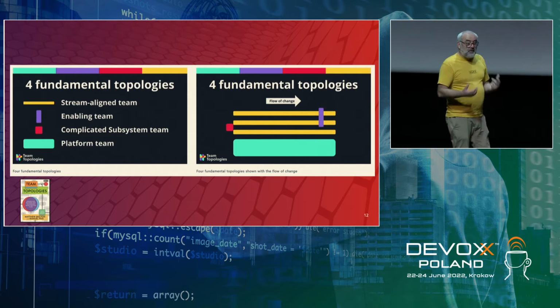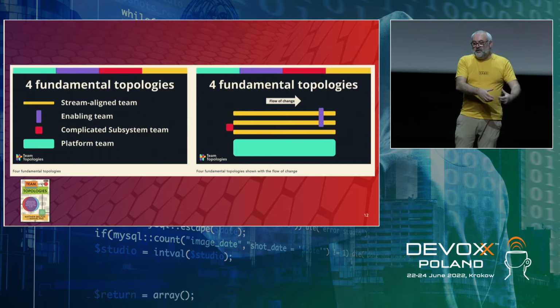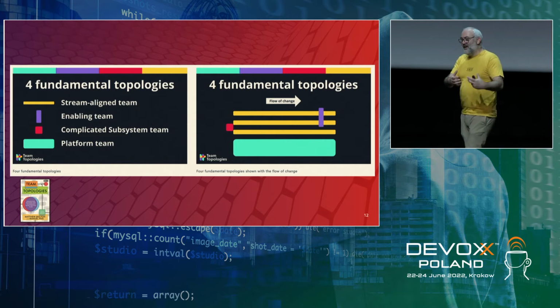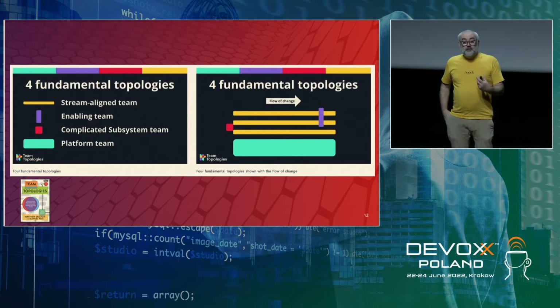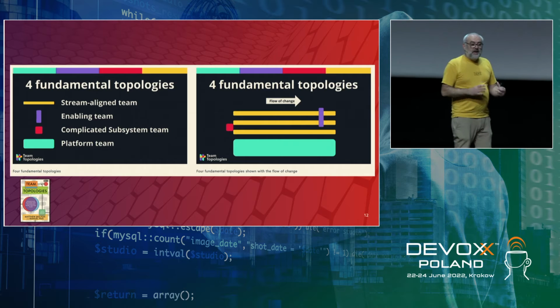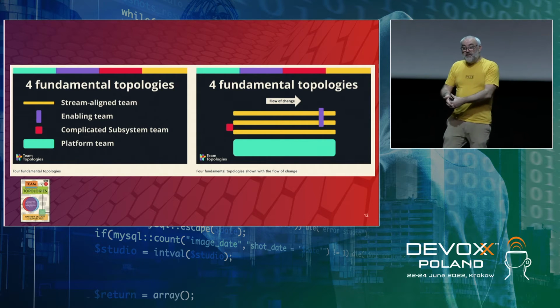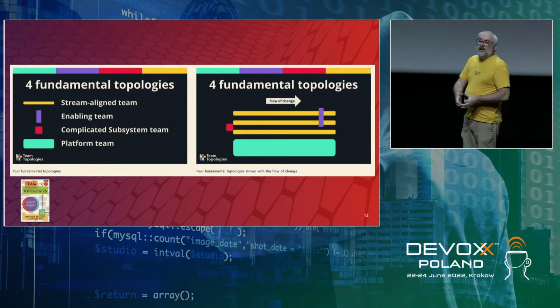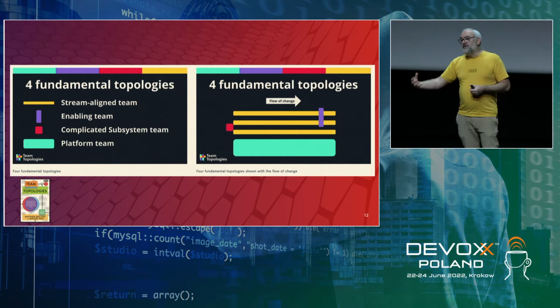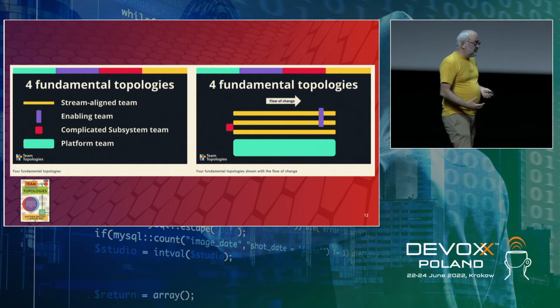You then have these complicated subsystem teams, folk who look at things like financial modeling, or the 4 people who know how to work the mainframe, who write code for the mainframe still. That's a complicated subsystem team. And then finally, the idea of platform teams. So teams whose job it is to make all the other teams go faster. Not just running the platform, but building the tooling and providing the tooling to the other teams in the organization that allows them to get better and to go faster.